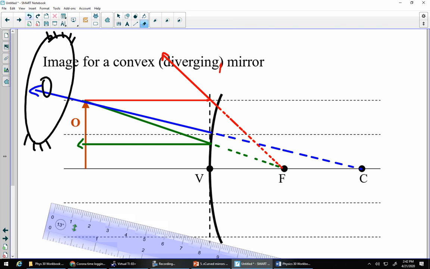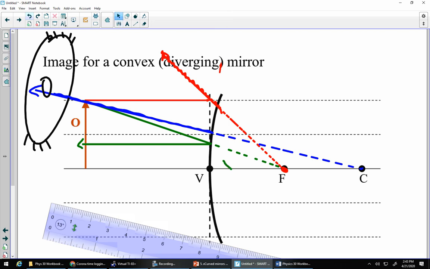So I think the blue one's good because the blue one, as I trace that back, not quite as straight anymore, but just looks like it's coming from the optical center. So blue one's good. I think the red one, when I trace this red one back, just putting some squiggles on it to trace it back, looks like it's coming from the focal point. So that one's good. But this green one's a little bit funky.